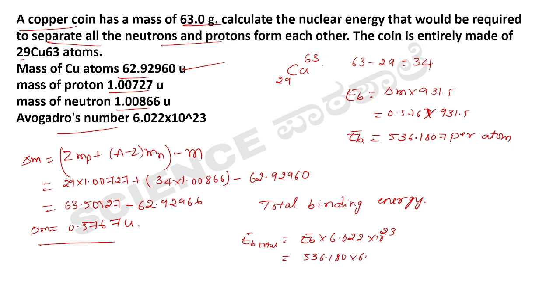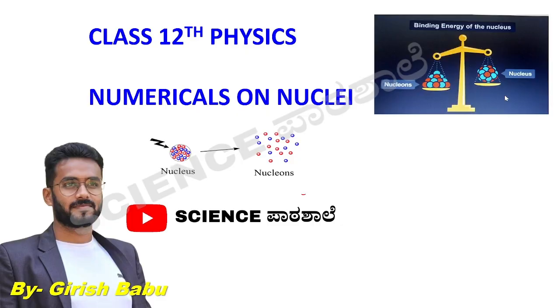So EB is 536.180 into 6.022 into 10 raised to 23. If you do this, you will get 3228.88 into 10 raised to 23 MeV. This is the total binding energy. Clear? This is the final answer. This is how to calculate these types of numericals. Got it? This is all about today's class, students.